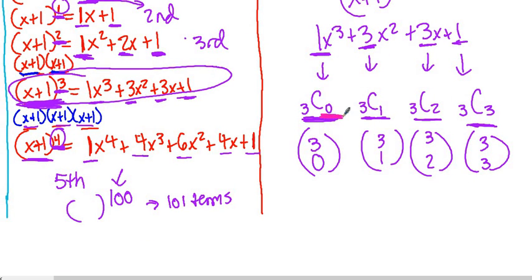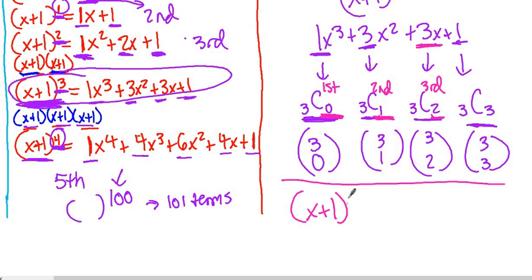Notice that my first term is choose 0. My second term is choose 1. My third term is choose 2. Okay, so let's suppose that I was doing x plus 1 to the 100th power, and I just want to get the first couple of these, the first couple coefficients.